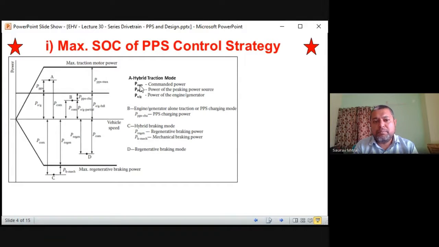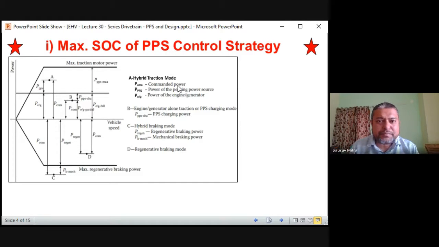I will tell you what PCOM is. PCOM is the commanded power, which is commanded by the vehicle driver, how much power he is expecting to extract from the overall system. Here fuel is coming to the engine, and that engine is giving power to the drivetrain, maybe directly. There is another case in which the PPS is giving power to the vehicle through an intermediate electric motor. The power from the engine and the power from the PPS might be coupled and given to the drivetrain. So PCOM is the commanded power, that means how much power the driver is expecting to get from the overall system.